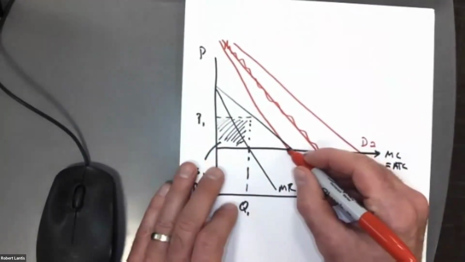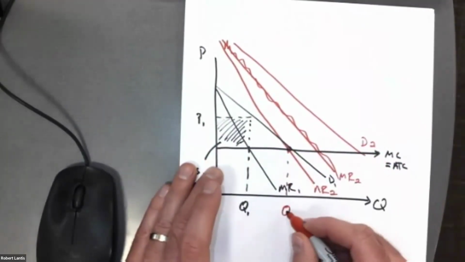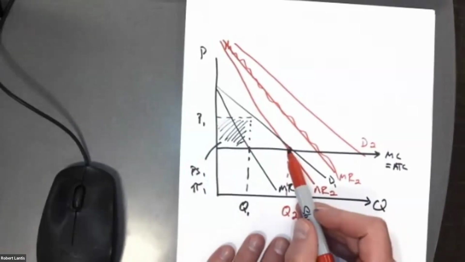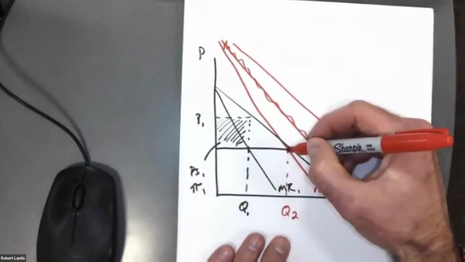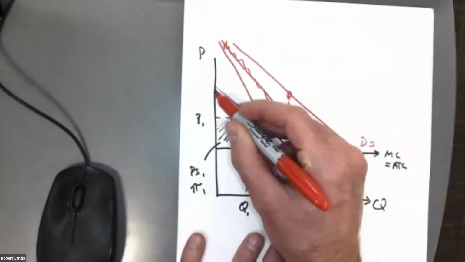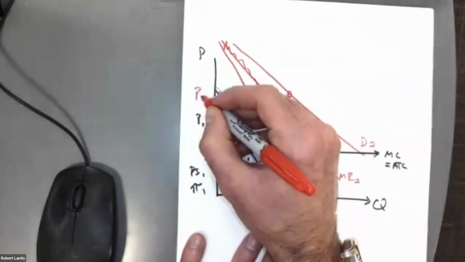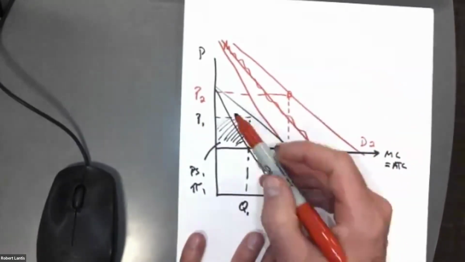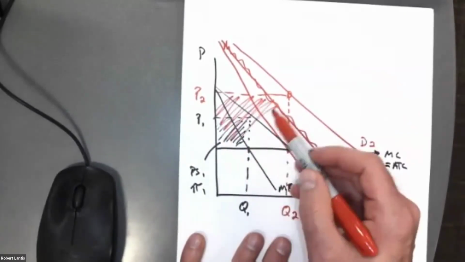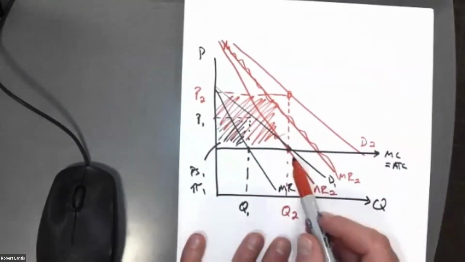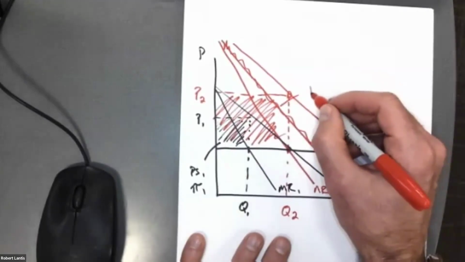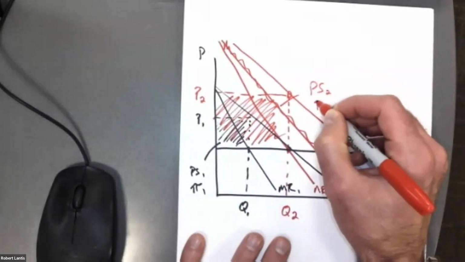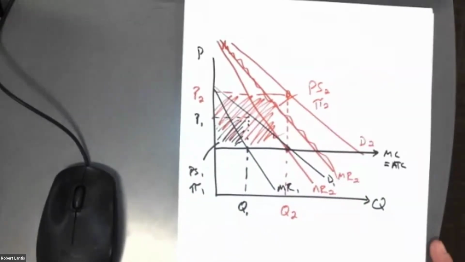So where would my new optimal quantity be after that increase in demand? Well, marginal cost is equal to marginal revenue here. I go up to the demand curve to set the price. Now my profits, the difference between price and average total cost times the quantity I'm selling, or producer surplus, are now going to be much higher.